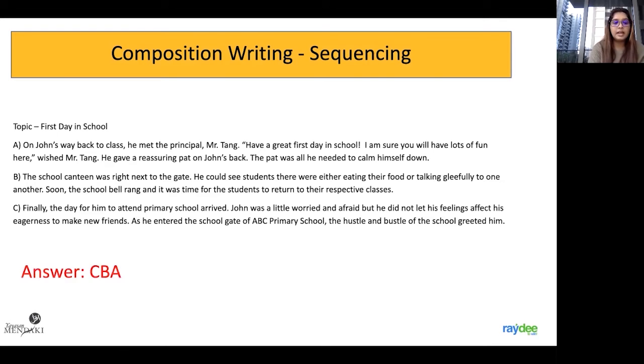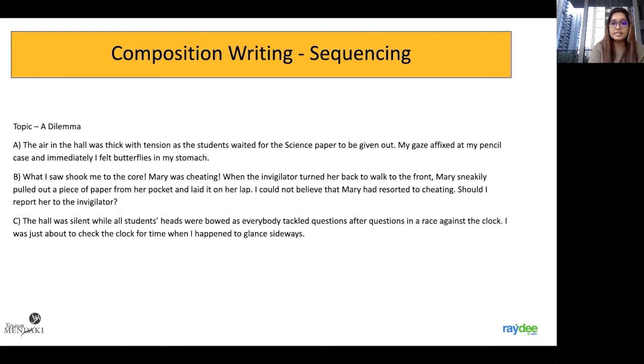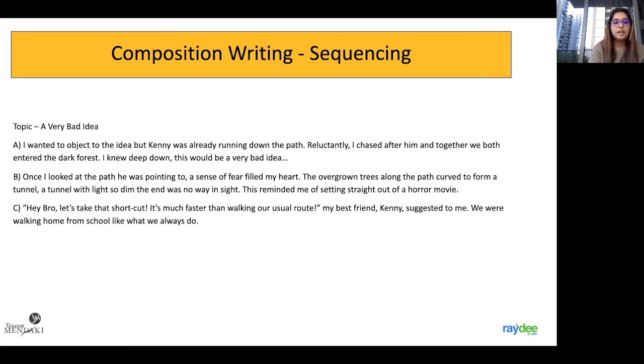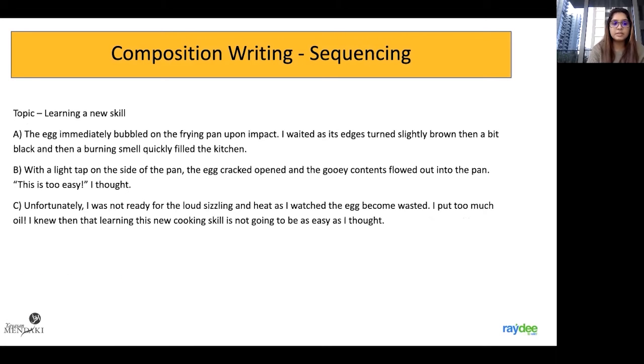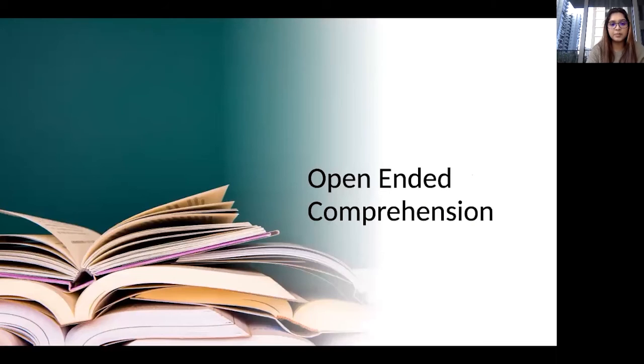Okay, and students must be able to identify that. All right, and also the third one, yet again, a dilemma. It's also very similar, story sequencing. Now, the next one is also quite similar, learning a new skill. All right. So we have come to our last segment, which is open-ended comprehension.